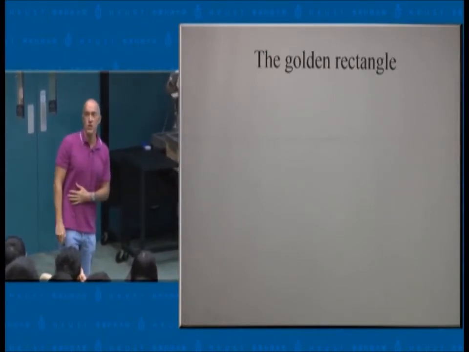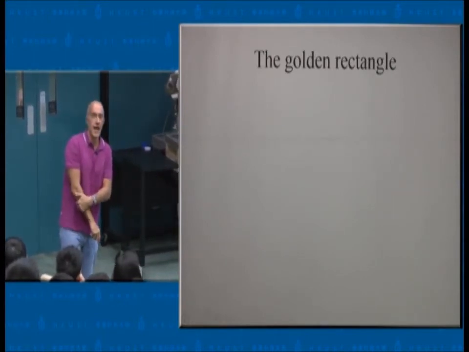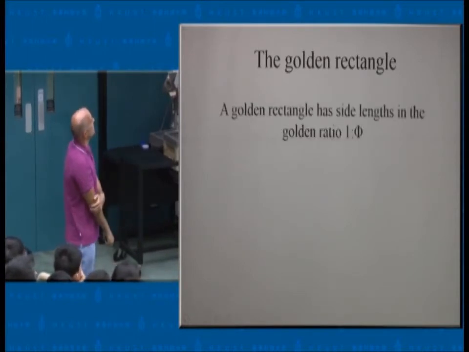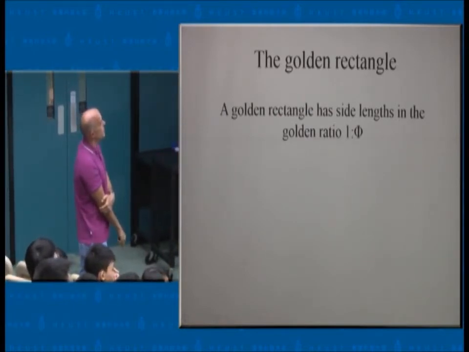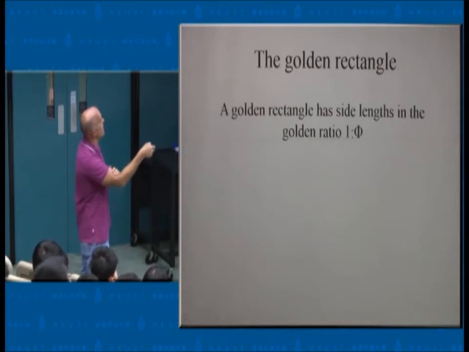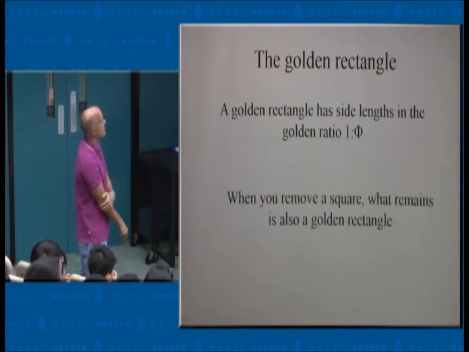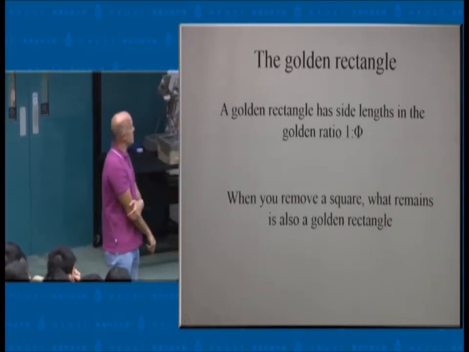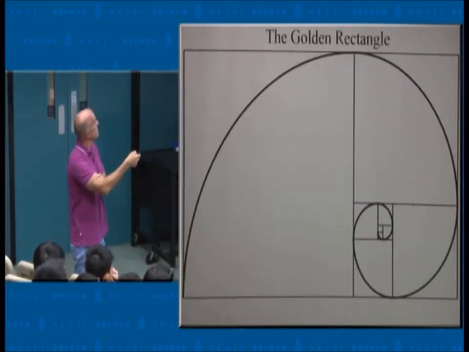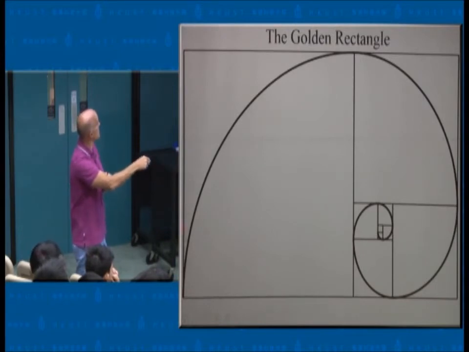So from the golden ratio, you can construct the golden rectangle. The golden rectangle has side lengths in the golden ratio, 1 to phi. The nice thing about the golden rectangle is when you remove a square, what remains is also a golden rectangle. So here it is. That's the golden rectangle. This is length 1. This is length phi. Okay? So this is 1 to phi. Here's a square. So this is 1.